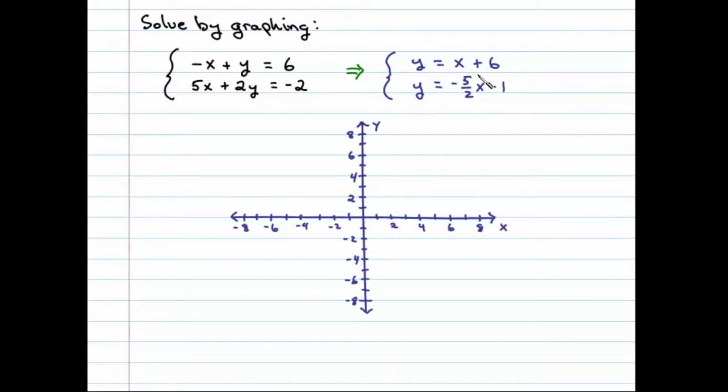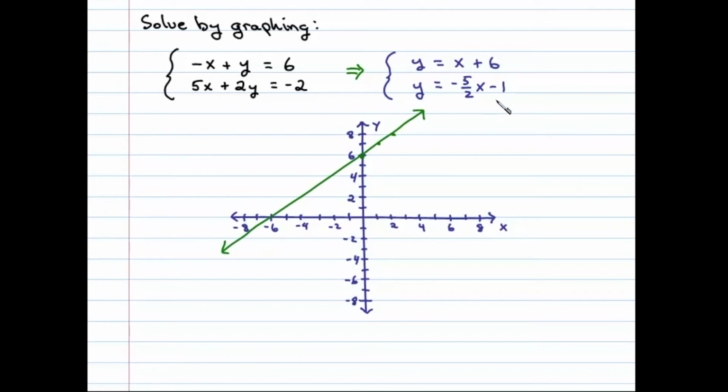Okay, here the first line has a y-intercept at (0, 6). Now the slope here is 1, or we can rise 1 and run 1. Certainly we can rise another 1 and run again 1. So here we can graph the first linear function.